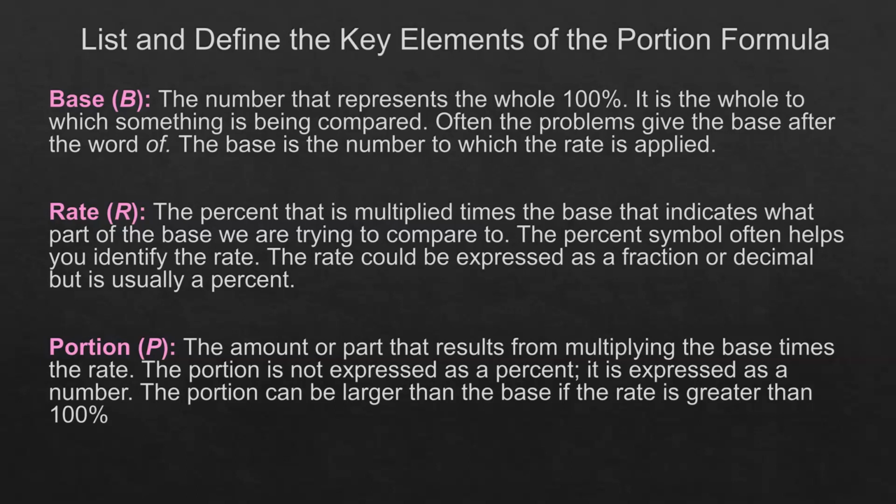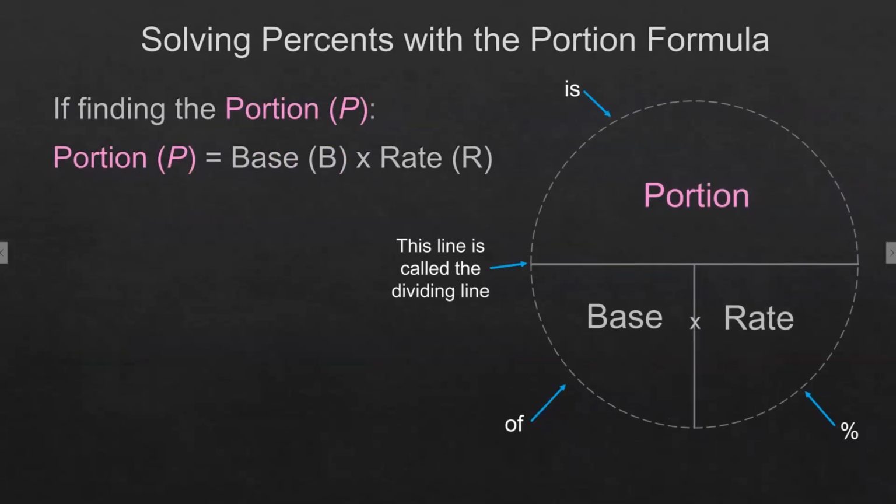And then the portion is what you get if you multiply the base times the rate. Now, sometimes we're going to know the portion and we're going to be finding it, or finding the base or the rate with it already knowing the portion. So there's lots of different things that happen with these percent problems. Okay, so this is the formula that the portion is equal to the base times the rate. And we can have any two of these numbers and find the third one.